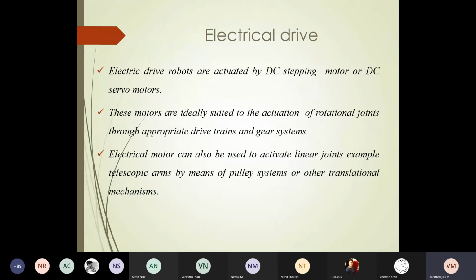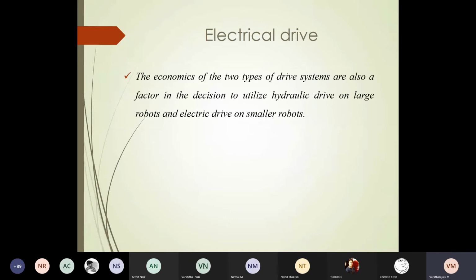And the electrical motor can also be used to actuate linear joints, for example a telescopic arm, by means of a pulley system or other transmission mechanism. And further, the economics of the two types of drive system are also factored into the decision to utilize hydraulic drive on large robots and electrical drive on small robots.